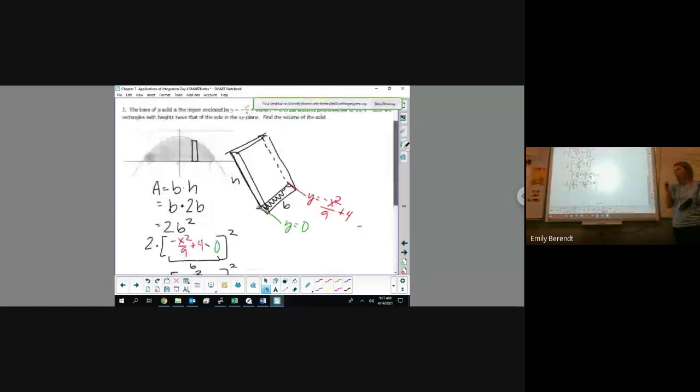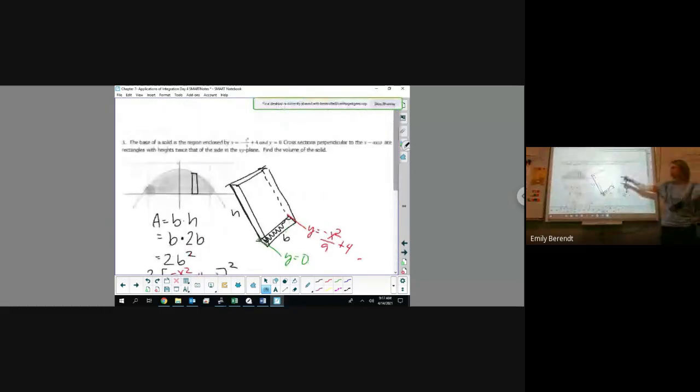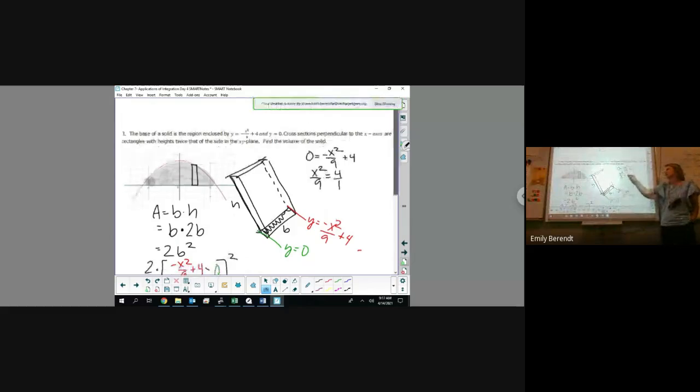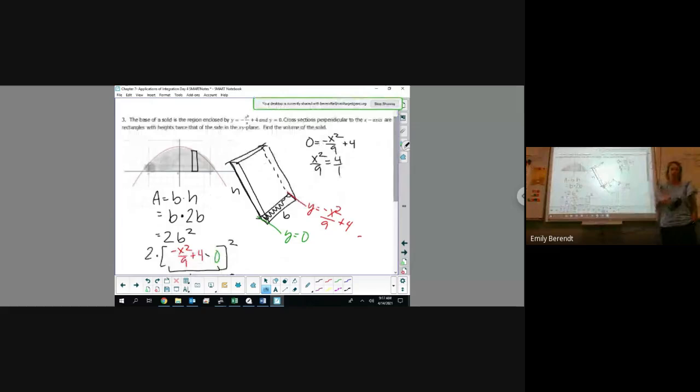To check, we would set 0 equal to negative x squared over 9 plus 4. They will be crossing at that, but just in case you're not quite sure and don't want to get it wrong, I'm going to double check. Solve for x. I'm going to add x squared over 9 to the other side, and then you have x squared over 9 equals 4, so you cross multiply. You get x squared equals 36. Square root it, we get x equals plus or minus 6. So that's just a little verification check that our bounds were negative 6 and 6.